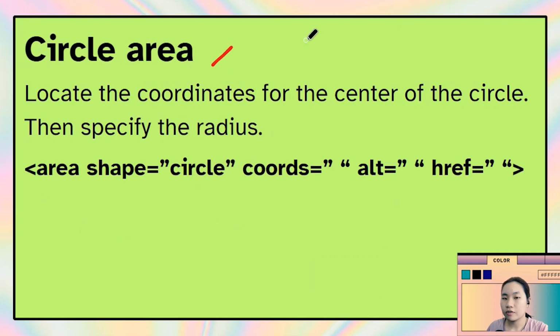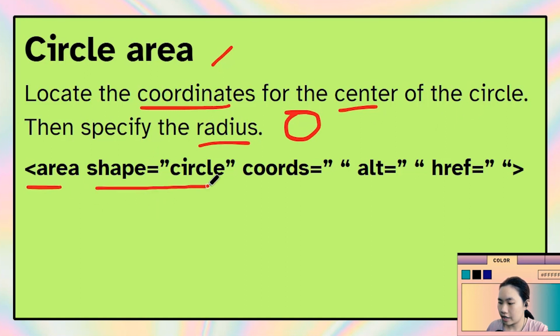For demonstration purposes, I'm going to go with the circle area. First, we have to locate the coordinates for the center of the circle, and then we can specify the radius, like how big or how small it would be. As for the syntax: area, shape equals circle, coords for coordinates. Now you have alt, which is what will be displayed if for some reason the area malfunctions, and href for the link that it'll redirect you to if you click on the area.